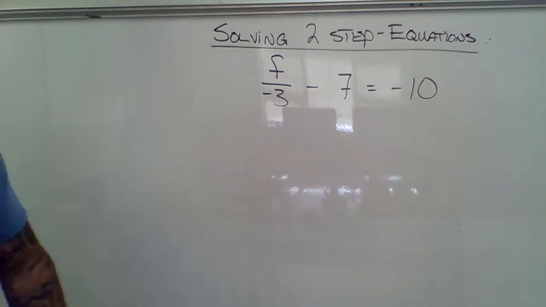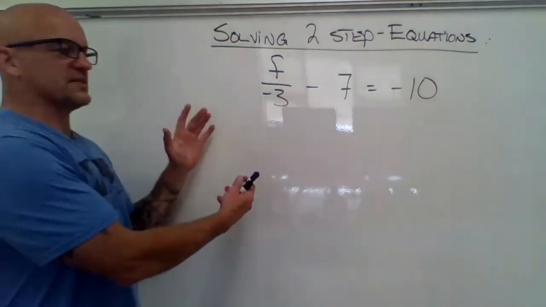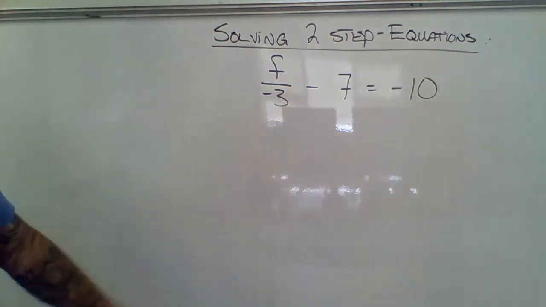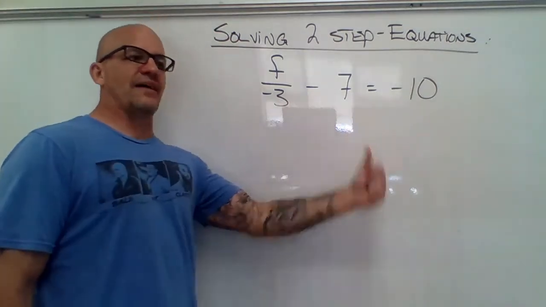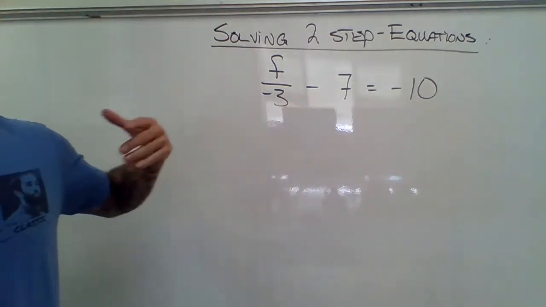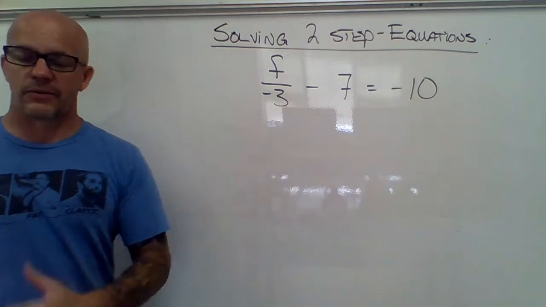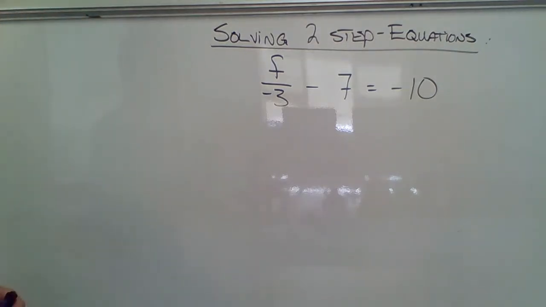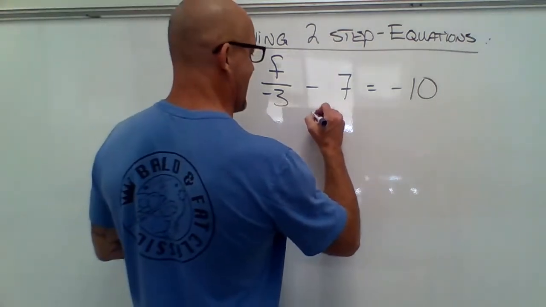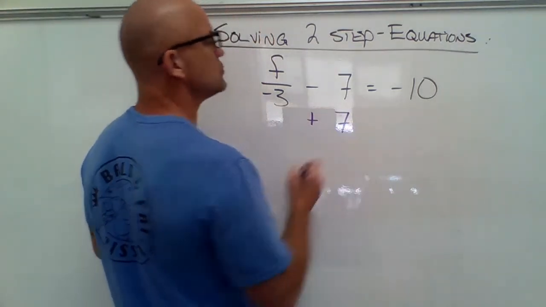So once again, I take a look at this and I go, okay, what's being put together here? What's the math that's being assembled? Well, I'm taking that f and I'm dividing by 3 and then I'm subtracting 7. So I want to tear that apart, so I will follow my order of operations backwards, which means we're going to tear apart any addition or subtraction first. There is some subtraction there. There is the minus 7. So I'm going to go ahead and add 7 to both sides.